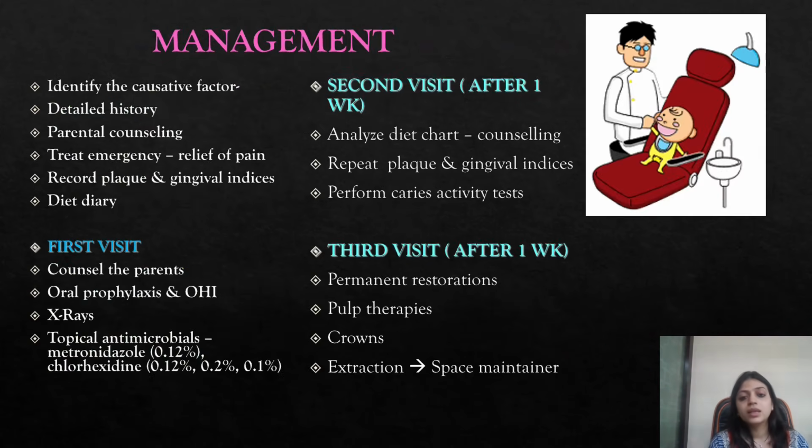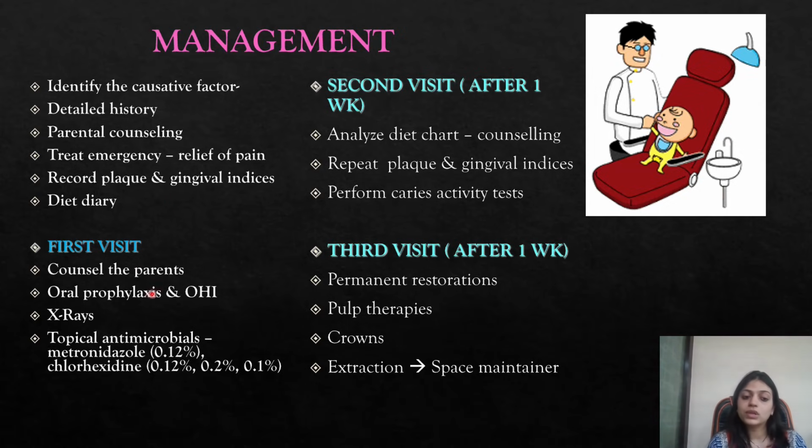Then comes the management part of it. How do we manage a child who comes to us with early childhood caries? We have to first of all identify all the causative factors, and for that we need a detailed history. Parental counseling needs to be done, and we have to treat the emergency first. If the child has come with pain, then we have to make sure that we relieve the pain. Then a thorough diet history has to be taken, and if a diet diary is required, that is to be given. We have to record plaque and gingival indices time and again.